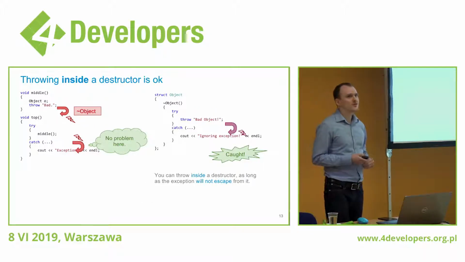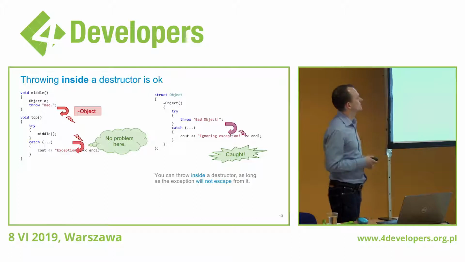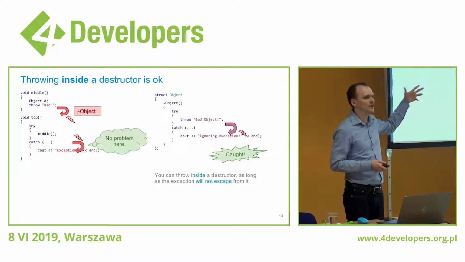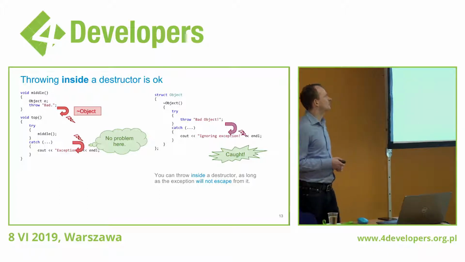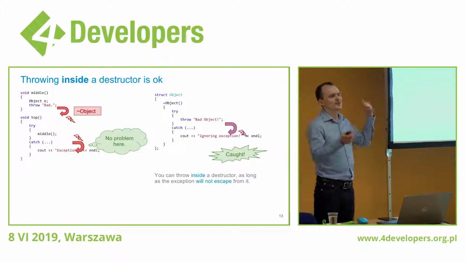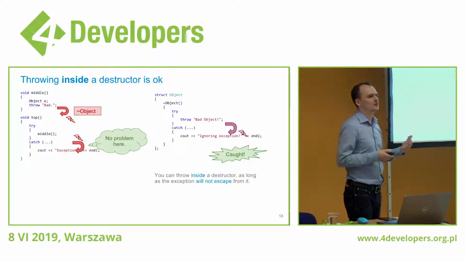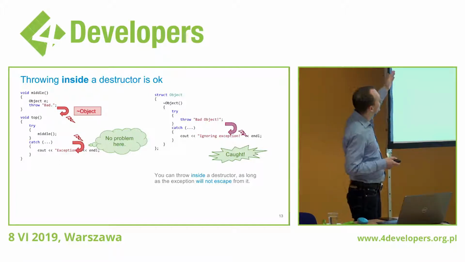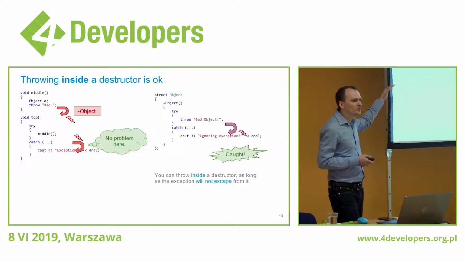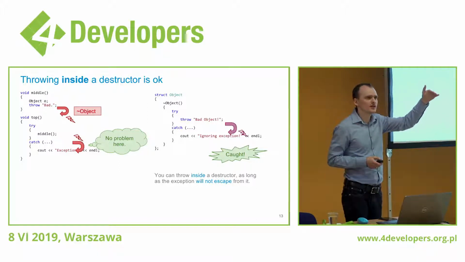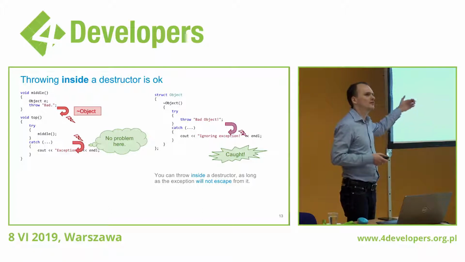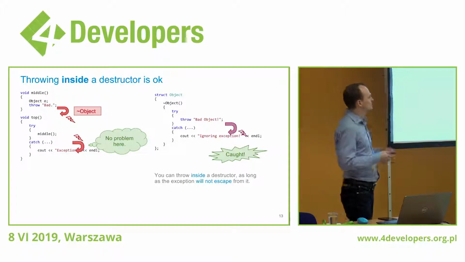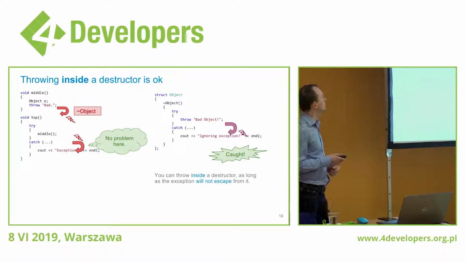However, throwing inside the destructor is okay, because when we throw inside the destructor and catch it, so that the exception does not escape the destructor, we don't have this problem. We don't have two exceptions trying to reach the same catch at the same time. The first exception is stopped for a moment, the second exception is generated and caught, and then the original exception can resume without problems. So this is perfectly fine, and it's allowed.